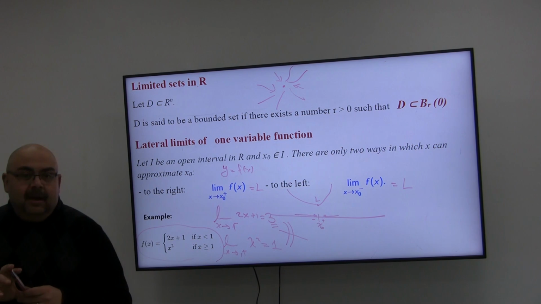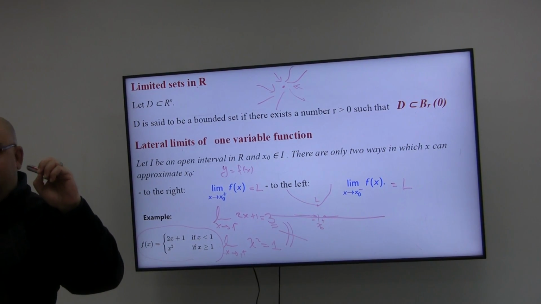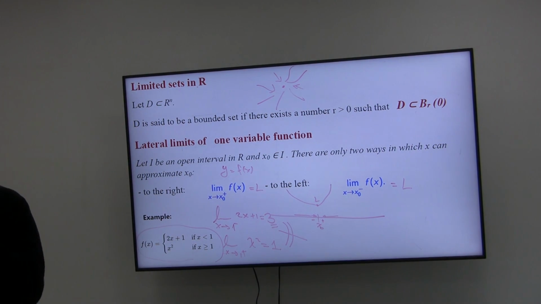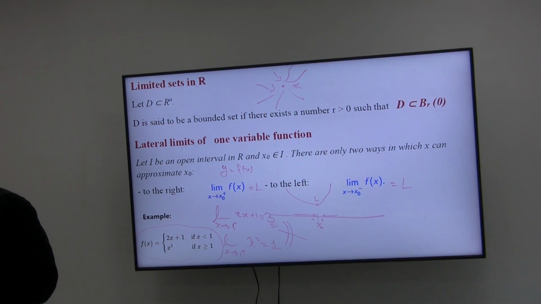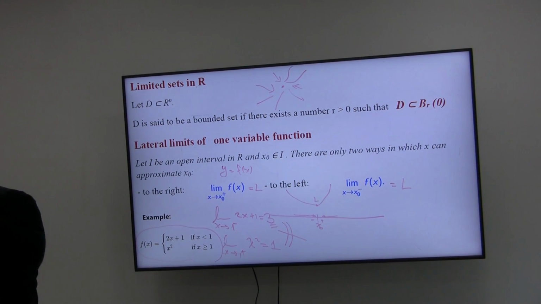You understand what I'm saying? On the x direction, you can approach from the left or from the right. There is no other way. But in the plane, which means in 2 dimensions, you can approach a point in plenty of ways, according to plenty of curves.